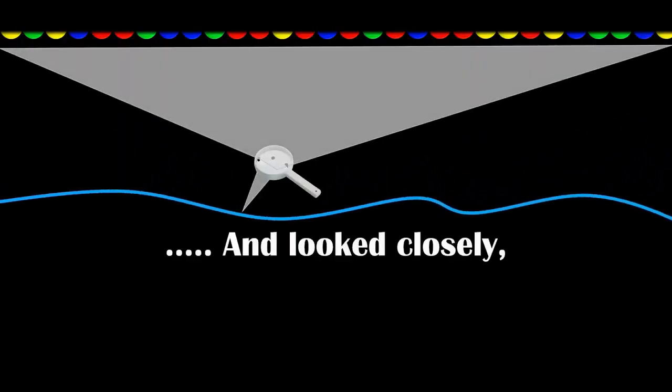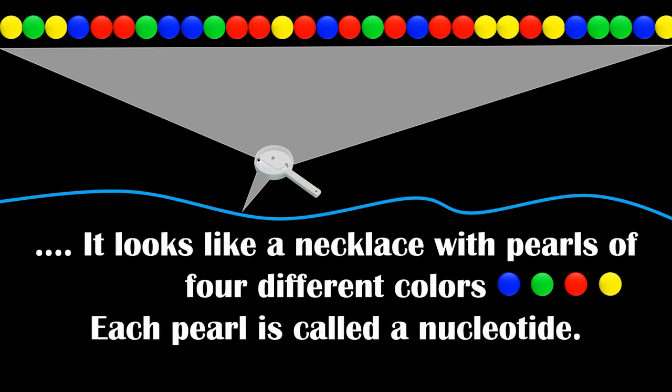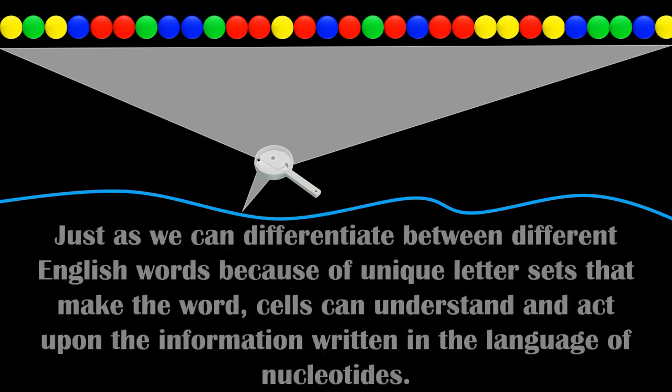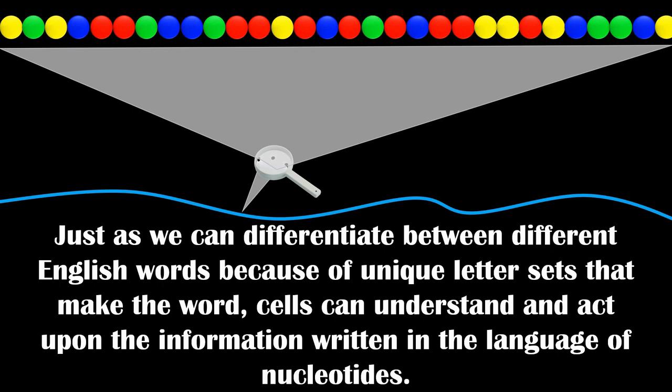And looked at more closely, it looks like a necklace with pearls of 4 different colors: blue, green, red and yellow. Each pearl is called a nucleotide. The unique arrangement of these nucleotides serves to carry a unique set of information to build unique structures. Just as we can differentiate between different English words because of the unique letter sets that make the word, the cell can understand and act upon information written in the language of nucleotides.